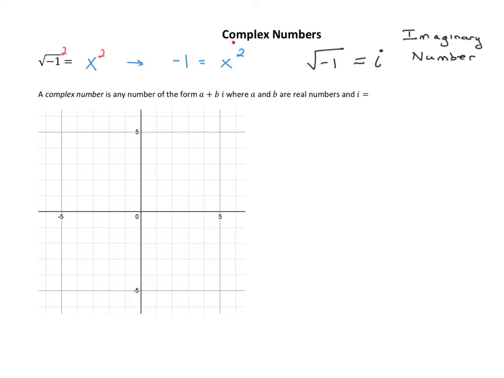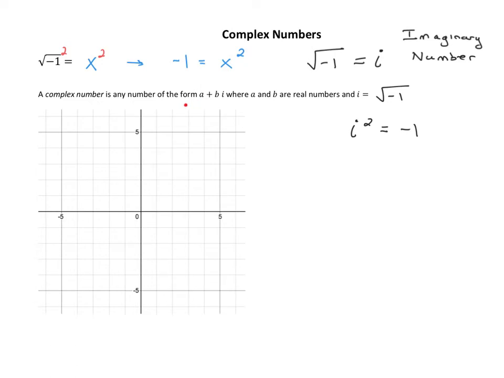This allows you to define something called a complex number. A complex number is any number of the form a plus b times i, where a and b are real numbers, and here i is our way of defining or relabeling the square root of -1. Another way to say this is if you square i, it's equal to -1. Because if you square both sides of this expression, on the left you get i squared, and squaring a square root cancels the square root.